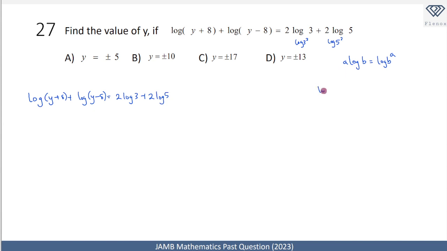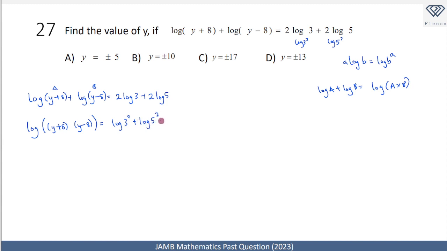And the second law states that when you have log a plus log b, it is the same thing as saying what? Log of a times b. So we can apply both laws to what we have over here. We can assume that this y plus 8 is like our a, and this y minus 8 is like our b, and we have a plus in between them. So this becomes one big log, and we multiply the two numbers in between, y plus 8 and y minus 8, and this becomes log 3 squared plus log 5 squared.